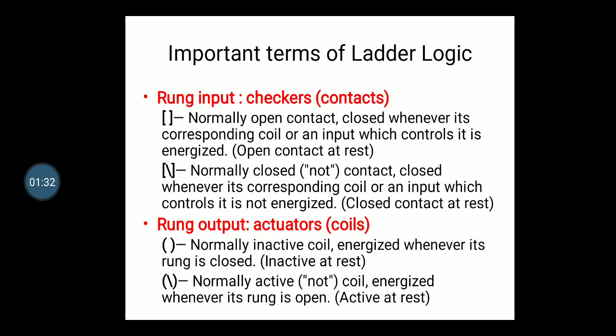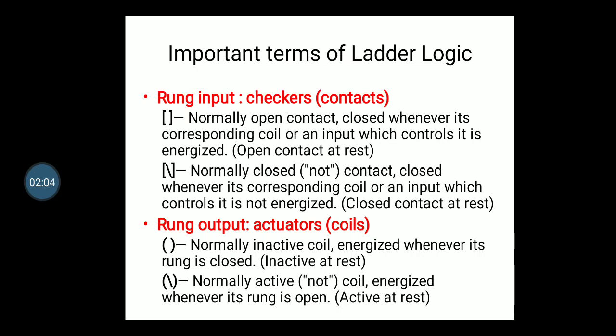Now what are the important terms of ladder logic? Let's see the important terms so that we can do simple programming. First one is the rung input. We are doing a contact. There are 2 contacts, normally open contact and normally closed contact. As the name suggests, normally open means in the normal condition it is open. When you press, it will close. It will close means now it is conducting the electric signal.